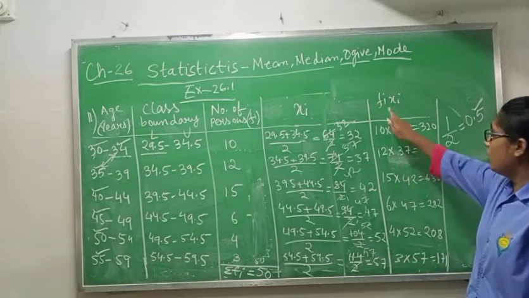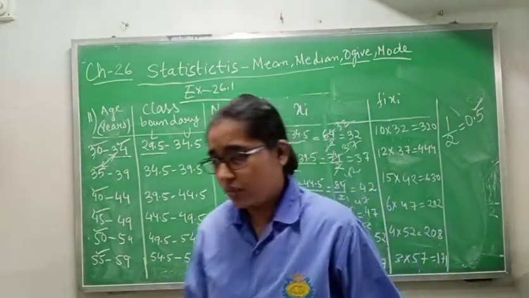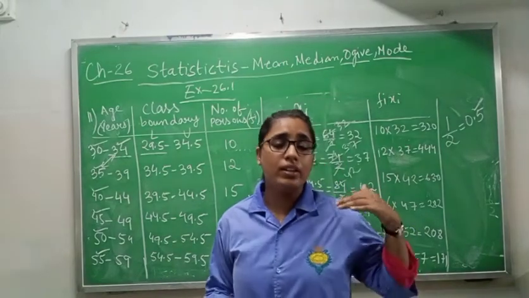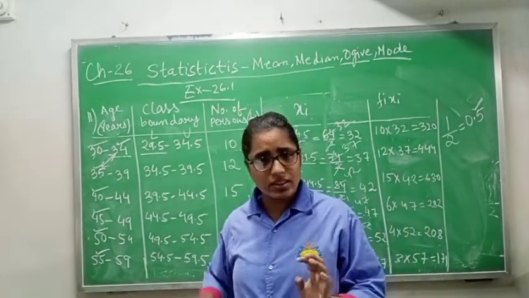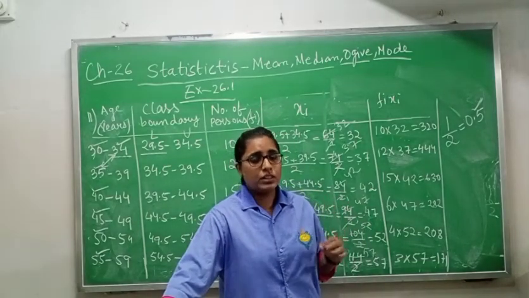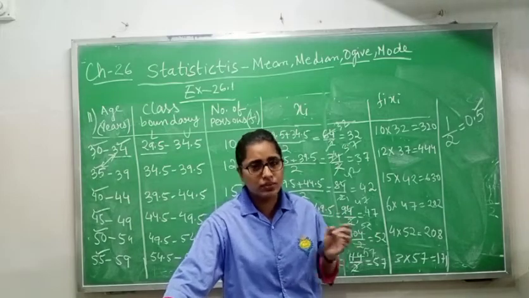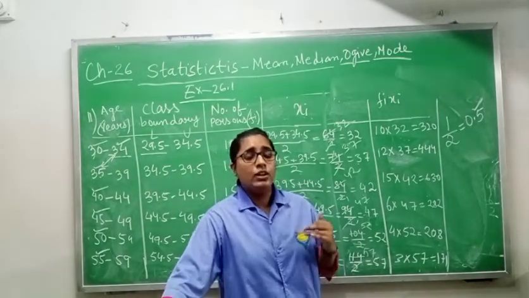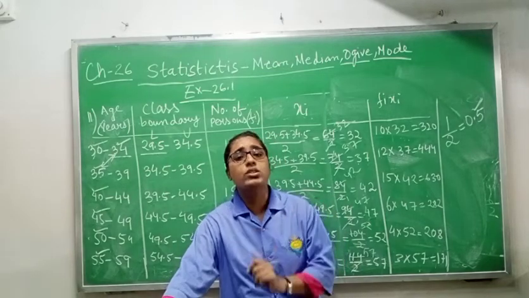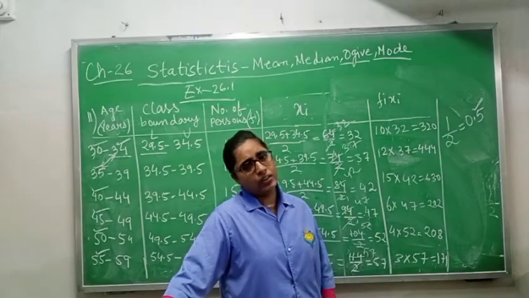Now you have to find fi xi. Class 10, in the question it is not mentioned which method you will follow. So I am following the direct method in this question because it is easy. You know that when you find the mean using the direct method, the formula is summation of fi xi by summation of fi. It will be easier for us using the direct method. We can follow any method according to our convenience.